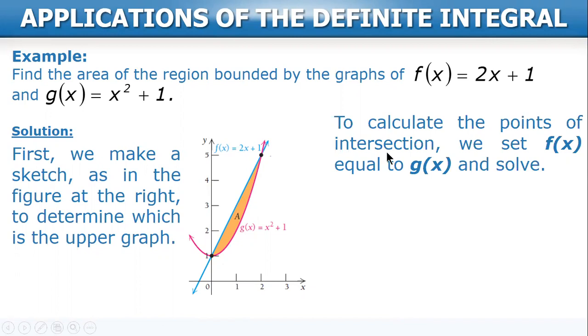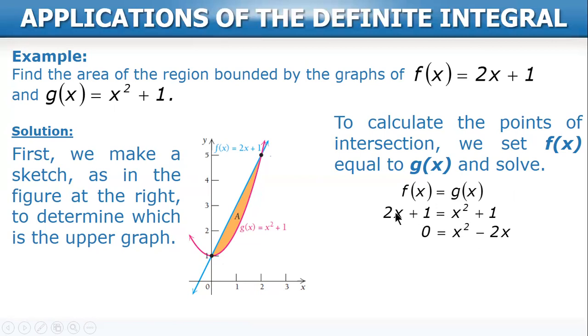So to calculate the points of intersection, we set f of x equal to g of x and then solve. So this is what you're going to do always. To calculate the points of intersection, always equate the two functions to get the point of intersection. So f of x equals g of x. So 2x plus 1 equals x squared plus 1. So the 1 cancels and this is the result.